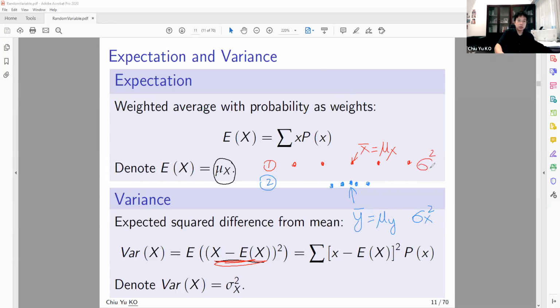And you can easily see sigma x squared, how it compares to sigma y squared. So can you tell me, Choi Lim, which sigma is bigger, x or y? No, reverse. x is bigger, right? Because x is more spread out. You get that, Choi? Okay, is it clear?